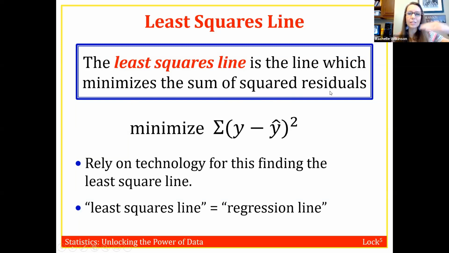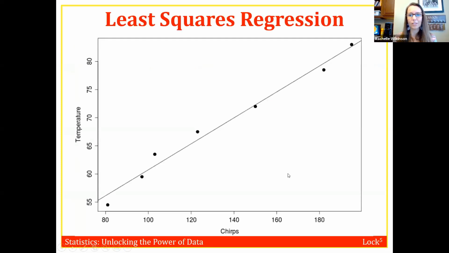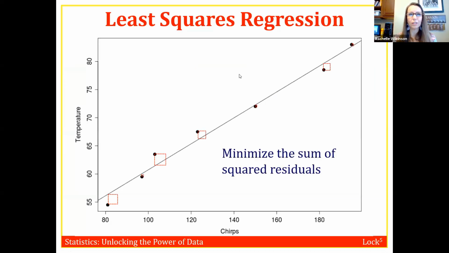So these distances from the point to the line, if we find all those distances, square all the distances, this is the line that makes the sum of all those squared values as small as possible. And again, if that makes no sense to you, don't worry too much about it, because I don't really expect you to understand that. But in case you have an inquiring mind and you want to know, here's a visual of what that would look like. So you have all these distances, we're going to square those distances, and then we're going to make the sum of all those values as small as possible.